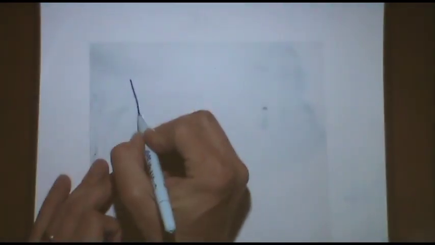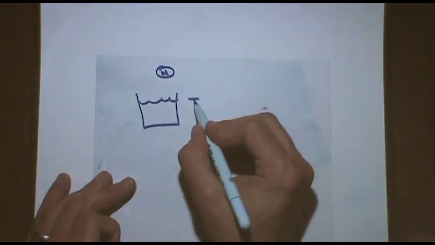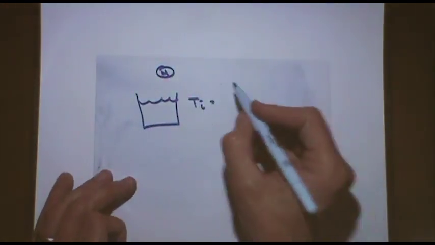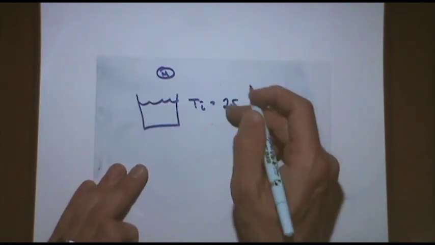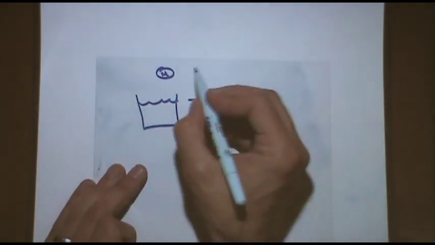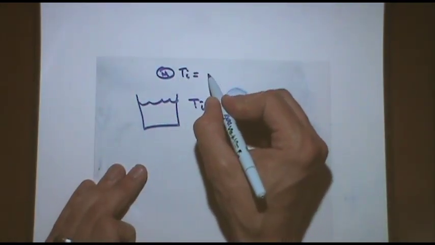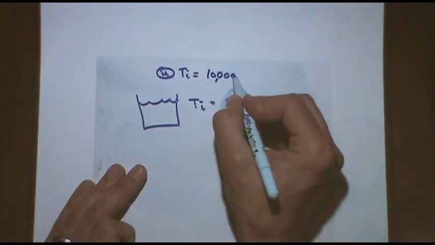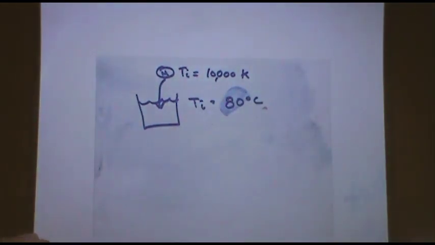Let me make up a problem. Let's say we have water here, T initial is 80 degrees C. Let's say I have metal here, it's really hot. T initial is 10,000 Kelvin. You're going to put this in here. So you're dropping the metal in.